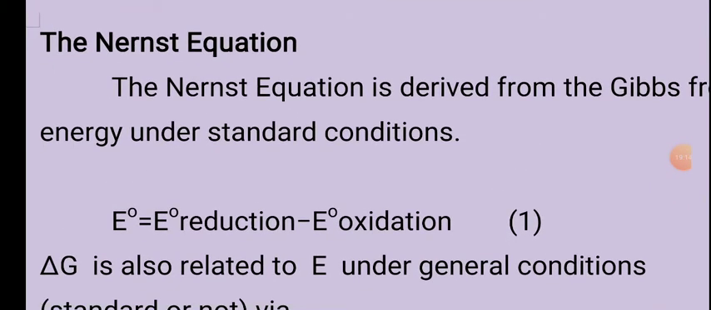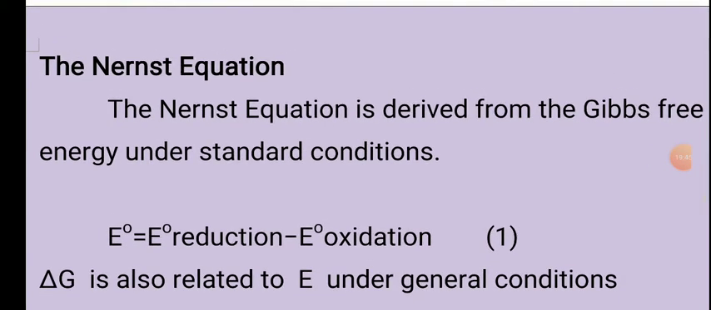Now we will discuss another very important part of electrochemistry, that is the Nernst equation. By using the Nernst equation we can tell the spontaneity of the reaction, get the cell potential in a defined condition, and also get the equilibrium constant at equilibrium of a particular reaction, lots of things. The Nernst equation is basically derived from the Gibbs free energy under standard conditions.